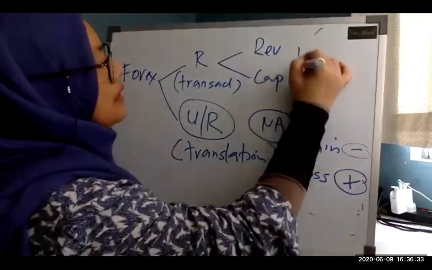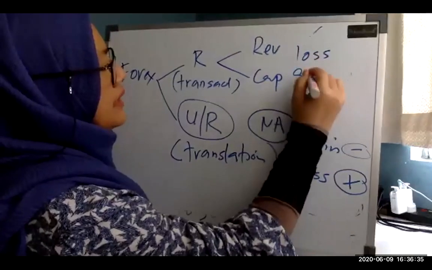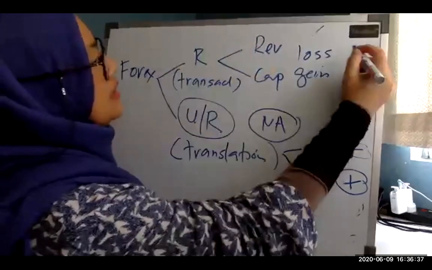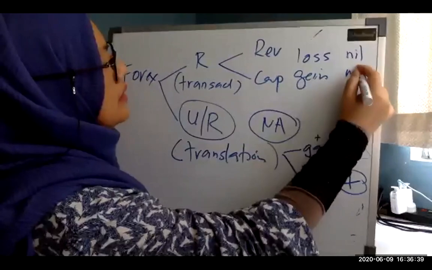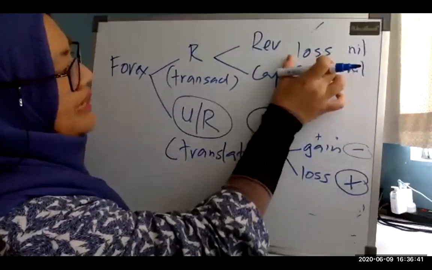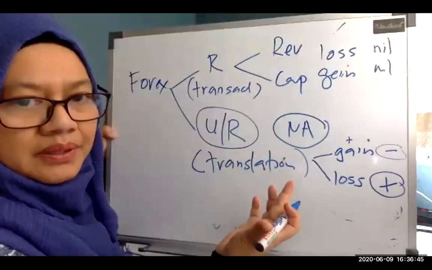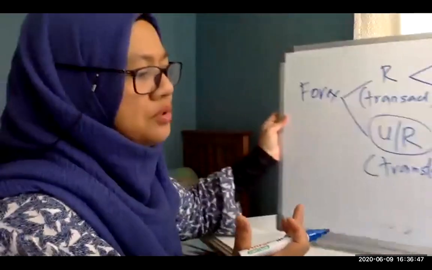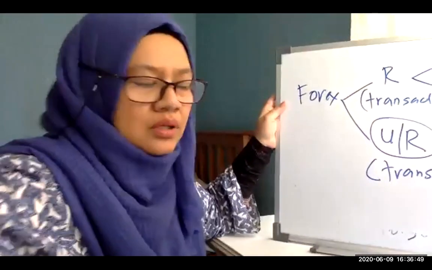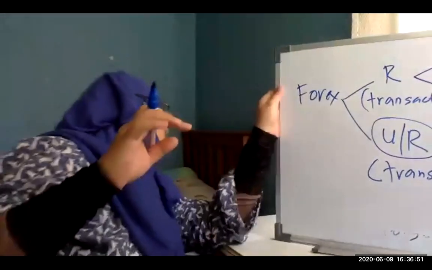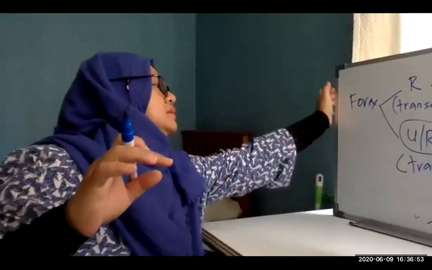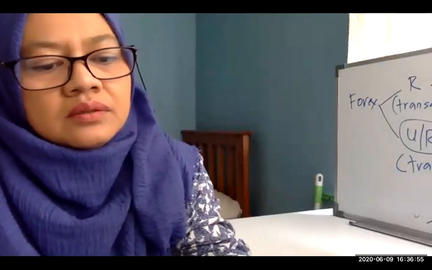Kalau revenue expenditure, for example, you buy your stock ataupun you buy your machine. Alright. Again, you ada loss and gain. So kalau realize loss is nil, gain pun nil lah. So loss maknanya the allowed expense is allowable. Gain means that the gain is taxable. So there's no adjustment that you need to do. So going back to your command.